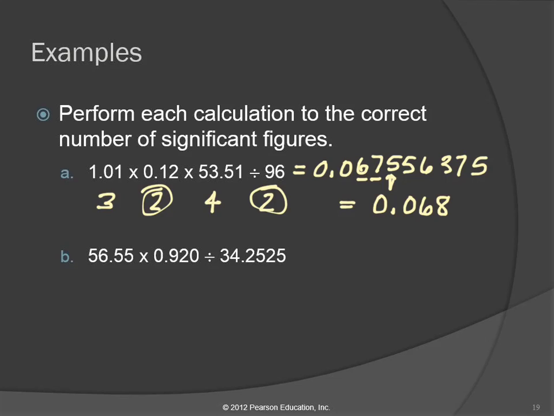Let's do the next one. 56.55 times 0.920 divided by 34.2525. And calculator says 1.518896431. Anybody else get that? Okay.